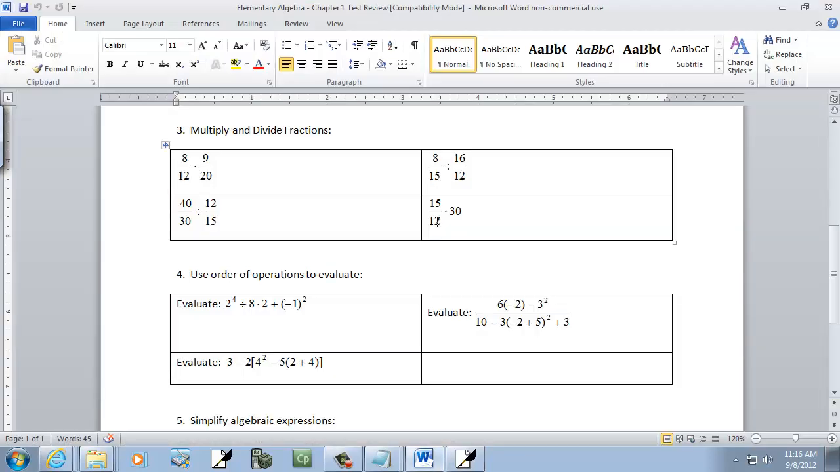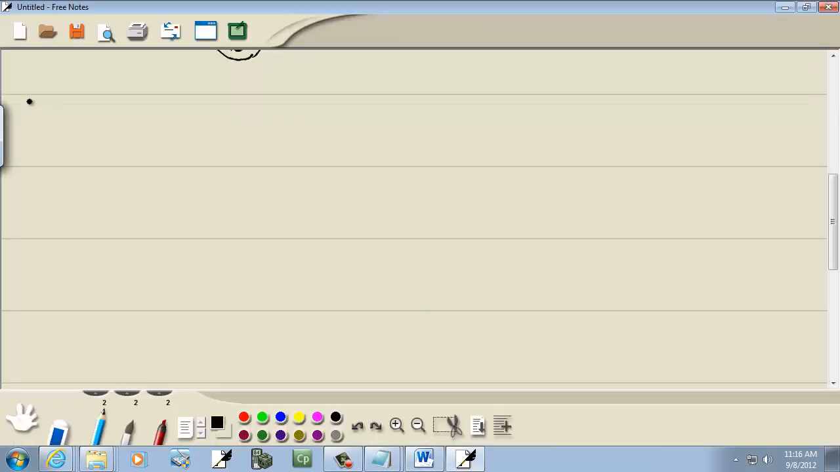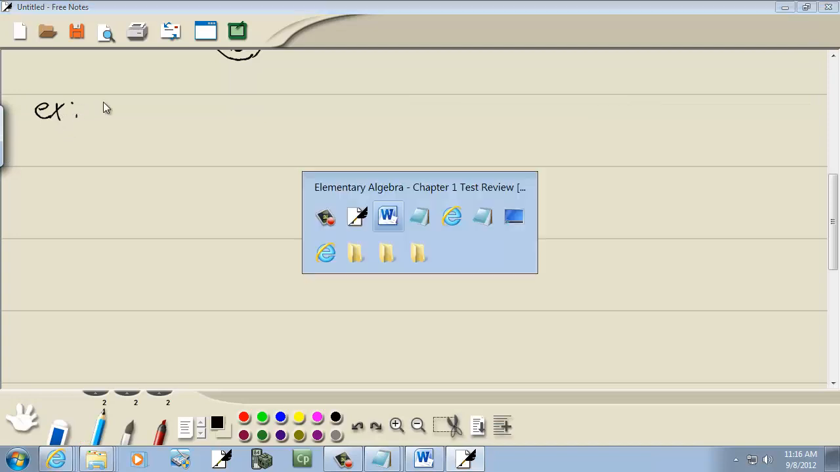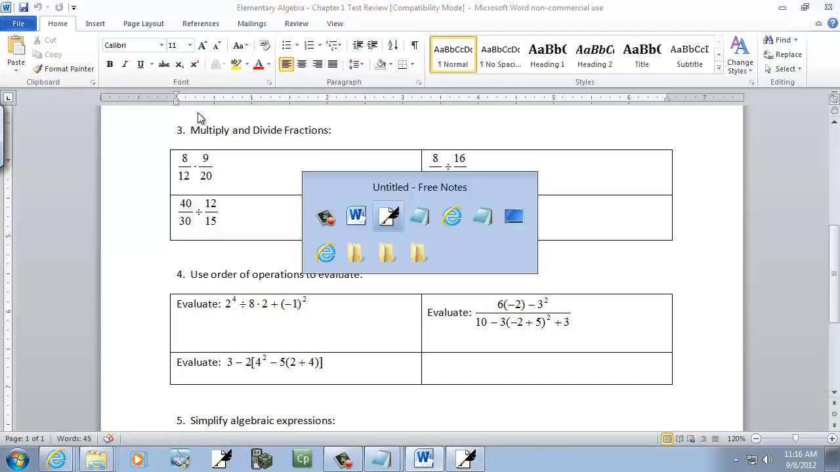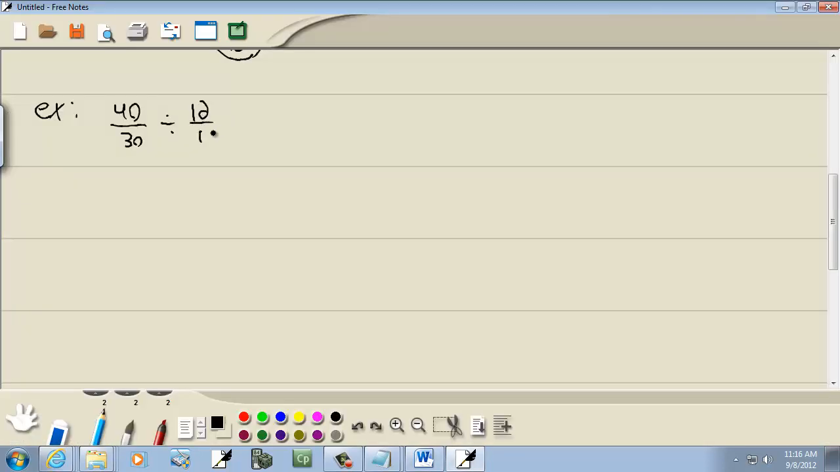Let's take a look at our third example, another division. We've got 40 over 30 divided by 12 over 15. Now again, we never work with division. We immediately rewrite as multiplication. So I'm going to flip the second fraction, and it becomes 15 over 12, and we rewrite it as multiplication. That's a reciprocal.